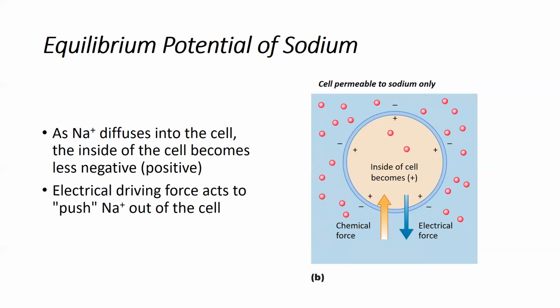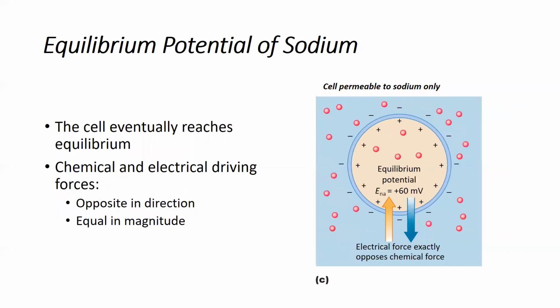We saw the similar thing with potassium. What will eventually happen if it's moving in equal and opposite directions? Right, it's going to get to equilibrium. It's going to approach equilibrium. Okay, so that's our next step. The cell eventually reaches equilibrium. And at equilibrium, all movement stops. Okay, the chemical driving force which wants to move sodium into the cell is now equally opposed by the electrical driving force that wants to move sodium out of the cell.